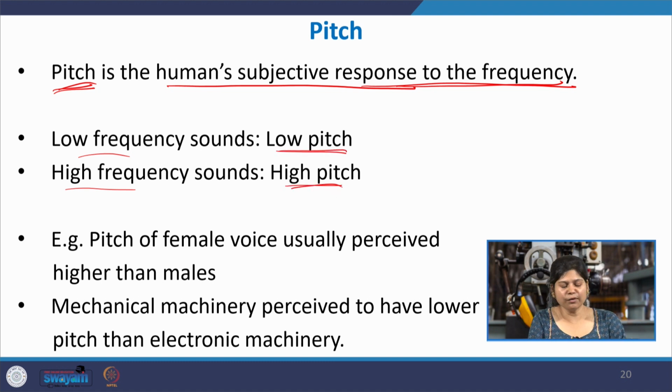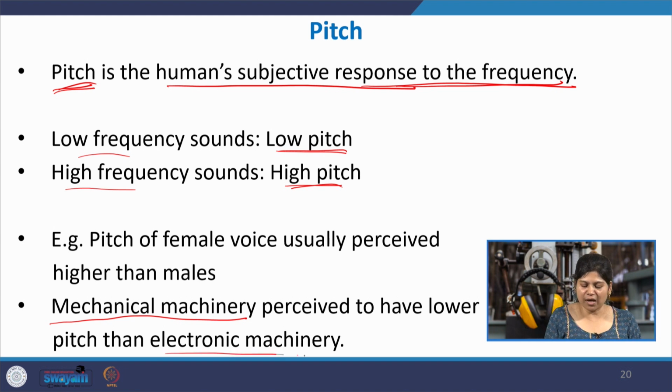Some examples I can give you: the pitch of a female voice is usually perceived as higher than a male's. When a female is talking, we say, oh, that's a high pitch noise, and when a male is talking, in most cases you say that it's a low pitch noise. In the same way, mechanical machineries usually have more low frequency content compared to high frequency content. So, to us mechanical machinery sounds low pitch, whereas electronic machinery has a higher pitch, or more of a high frequency tone.